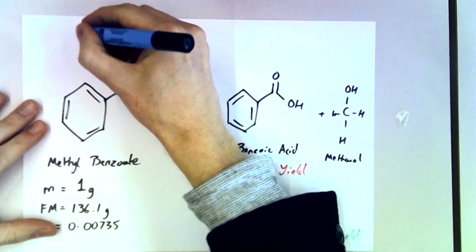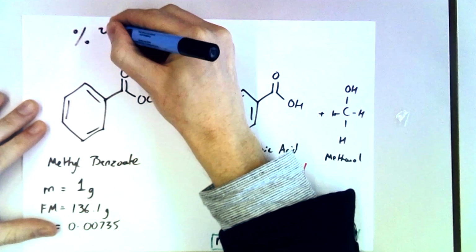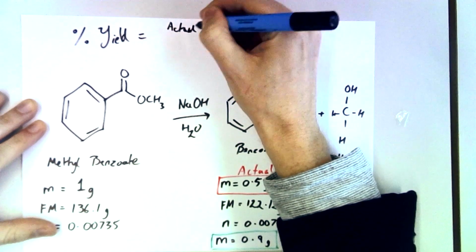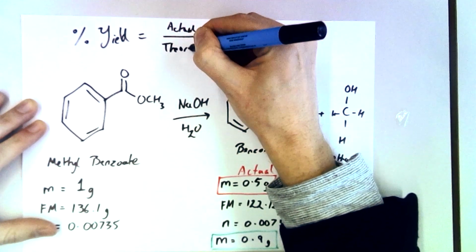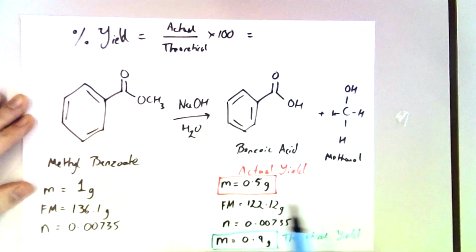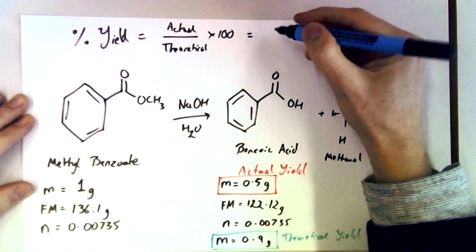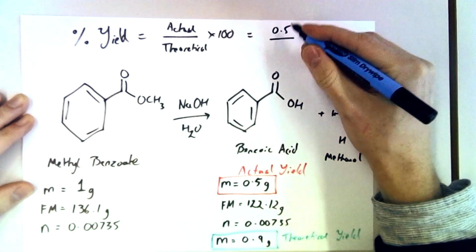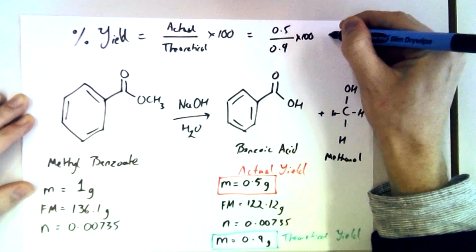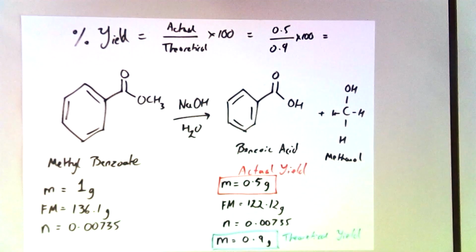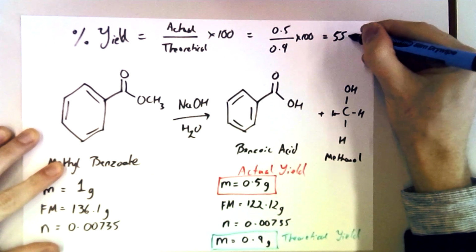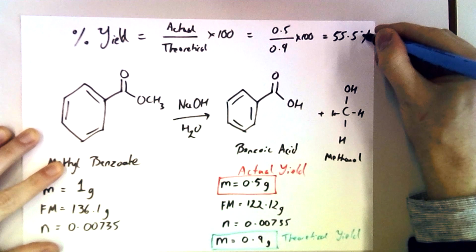So right at the top here, I'm going to say percentage yield equals the actual over the theoretical. Now I times it by 100, gets it as a nice percentage. So my actual yield was the 0.5. My theoretical yield was the 0.9. Times it by 100. And what do I get? Why, it's only 55.5 recurring percent.